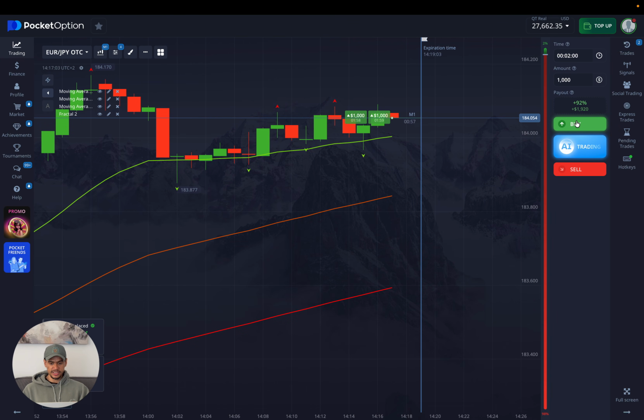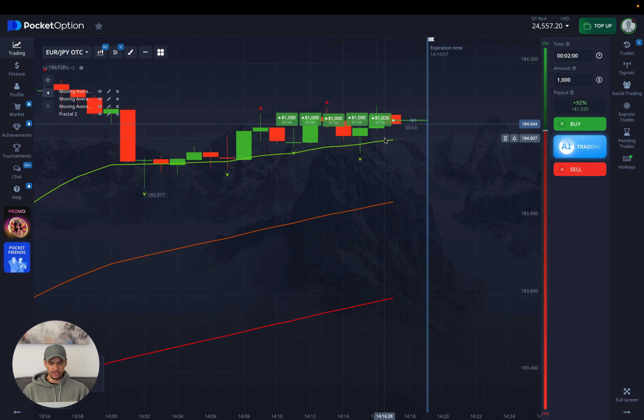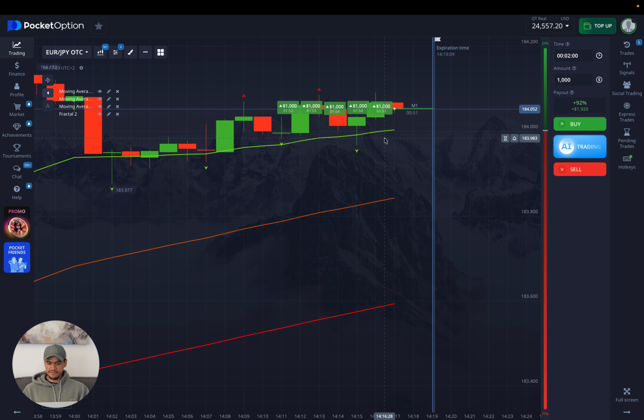The fractal is in place, so we're placing 4,000, and I'm actually going to drop 5,000 on this trade. We have everything in place now, and all we need to do is simply wait for the minutes and secure a massive amount of profit on this trade. So let's skip ahead and let's get our money.